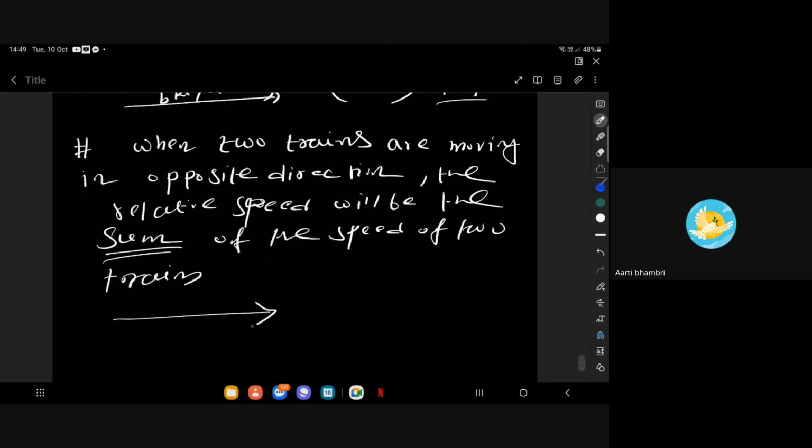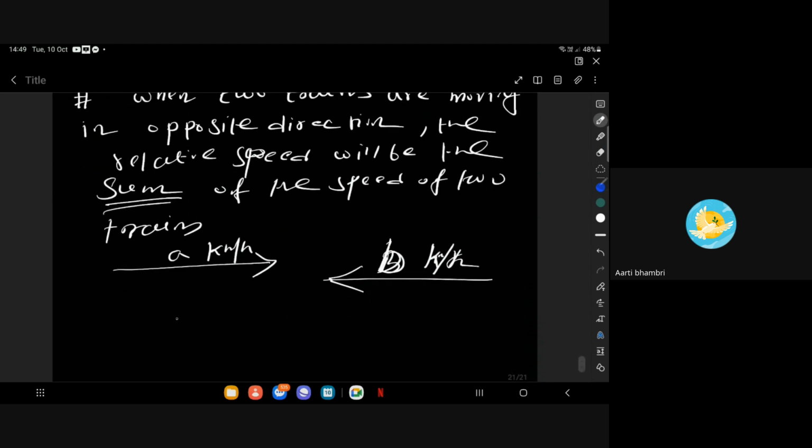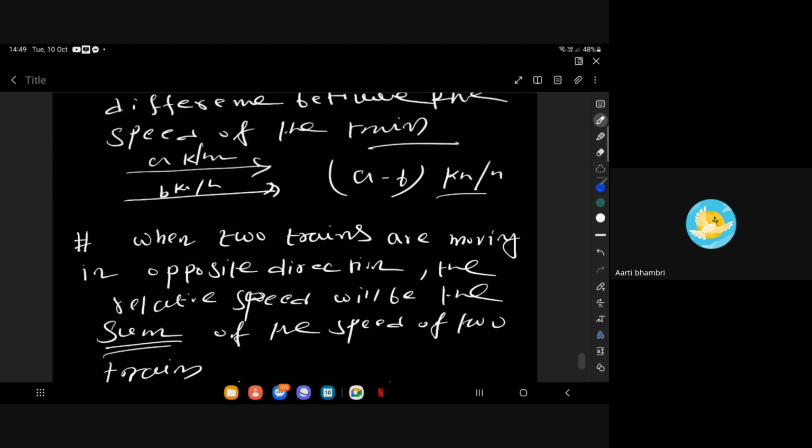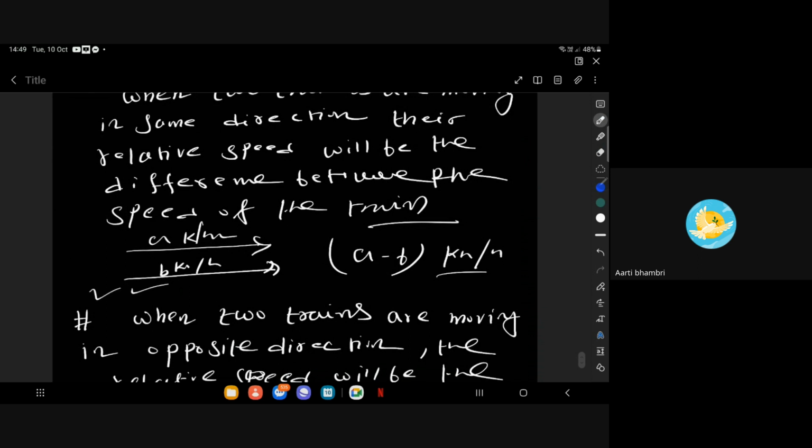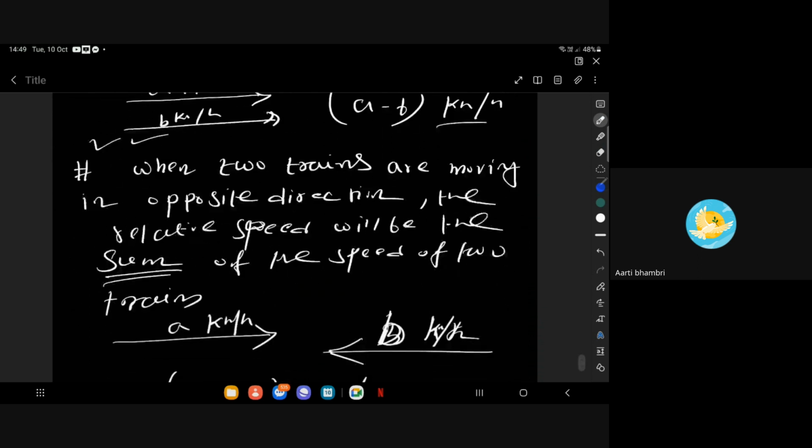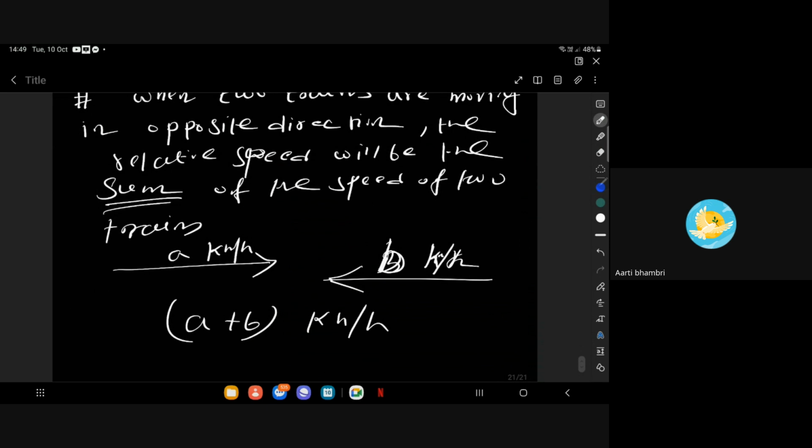Now they are moving in the opposite direction, opposite to each other. The speed is a kilometer per hour and this is b kilometer per hour. Then the relative speed will be, in this case, a plus b km per hour. These two are different. This is going parallel to each other in the same direction, and this is moving against each other. So the relative speed will be plus.